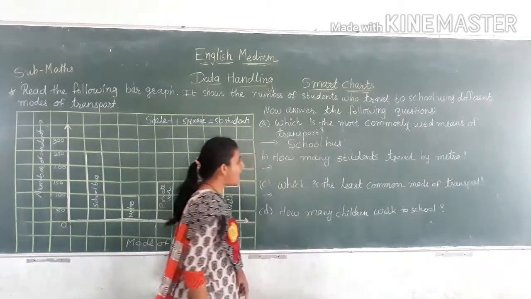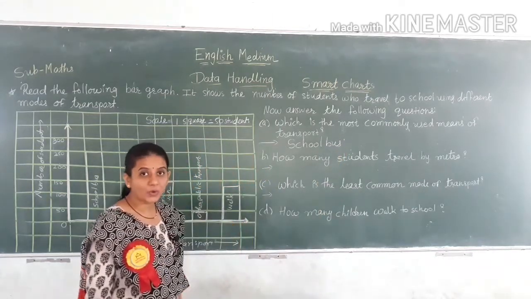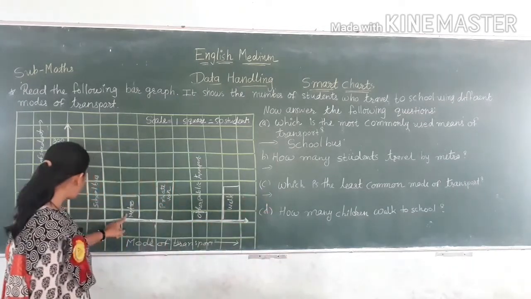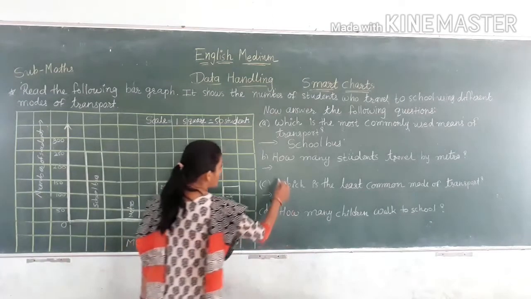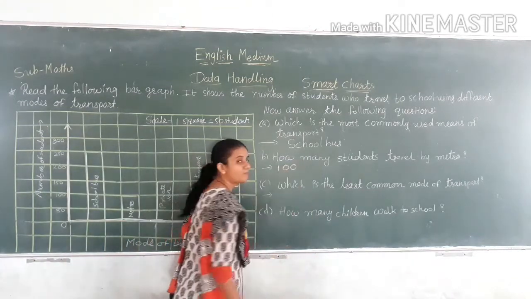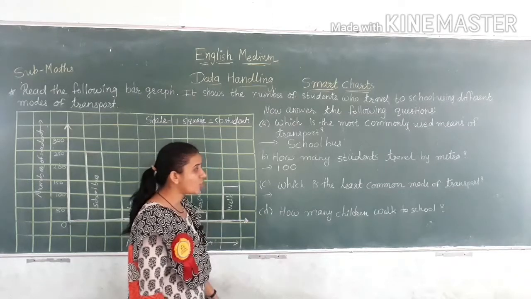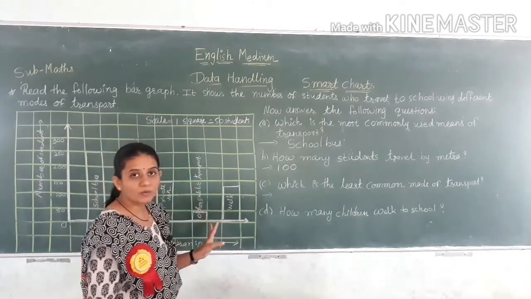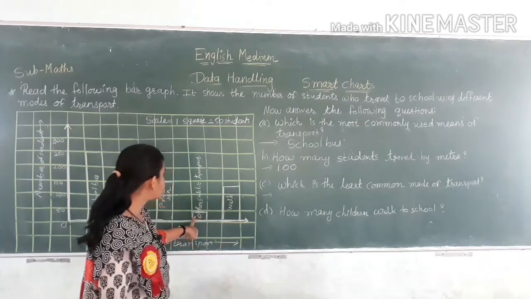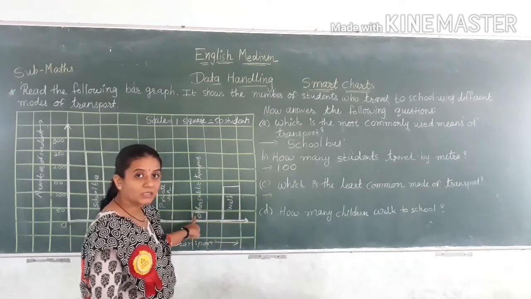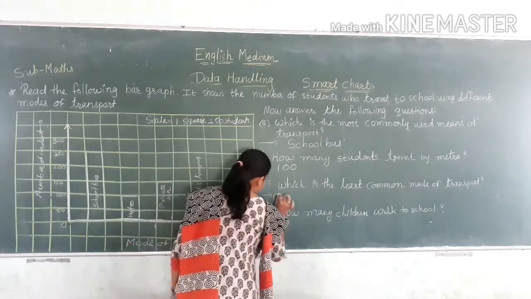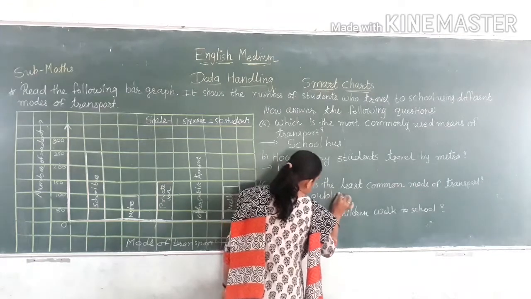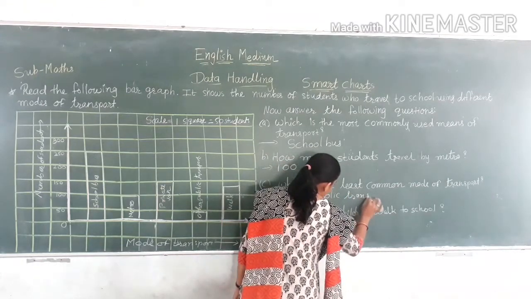Next question: how many students travel by metro? Here 50 plus 50 is 100. 100 students travel by metro. Which is the least common mode of transport? So, other public transport.